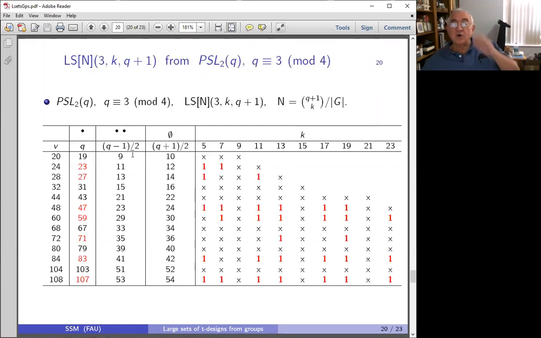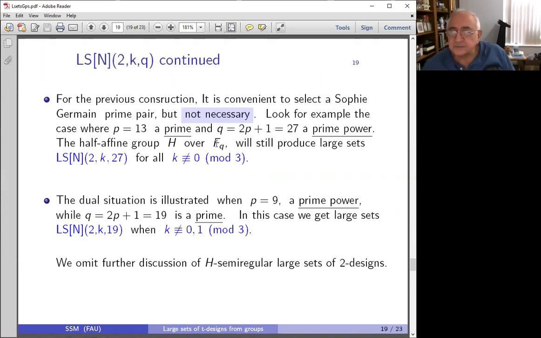Now, in this table, I will show you in a moment that... I'm assuming that I have a little bit more time because we started late. Yeah, sure.